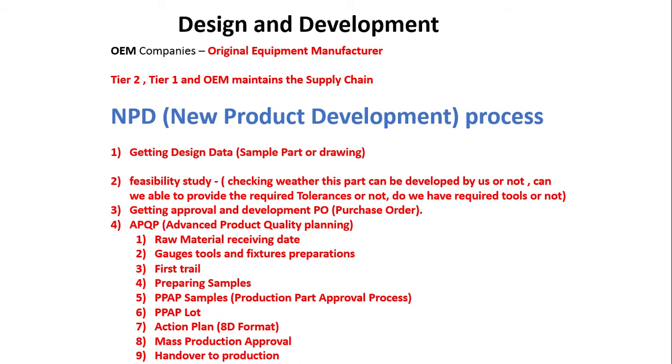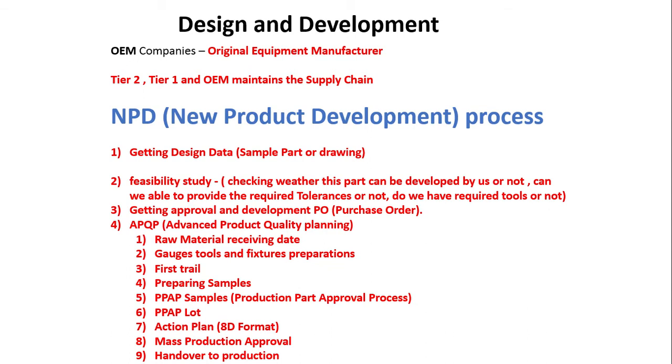Once the sample is prepared, we send it to the customer again for checking. That is the PPAP sample, production part approval process. Once the PPAP has been sent and approved, we start generating the lots for those components. The PPAP lot will be generated, action plans will be generated, and then we go ahead with mass production and hand over the product.